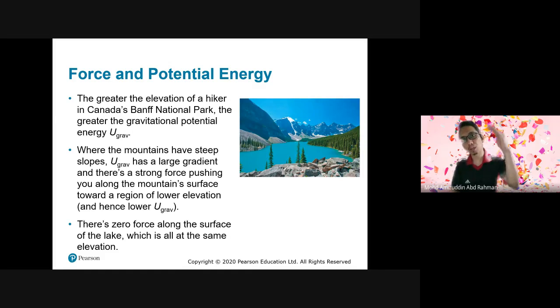So when you are at the top and going down, you will have a strong force pushing, because you see that the gradient or the slope is high. But when you are on the elevated or horizontal surface, then it will be zero force, because your gravitational U will be similar at every point on the lake.